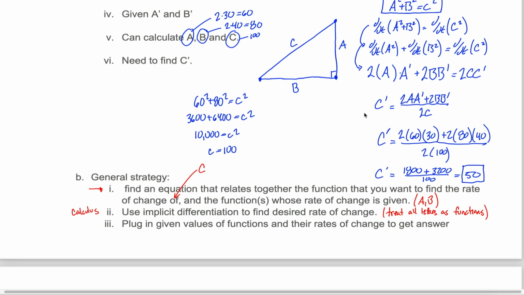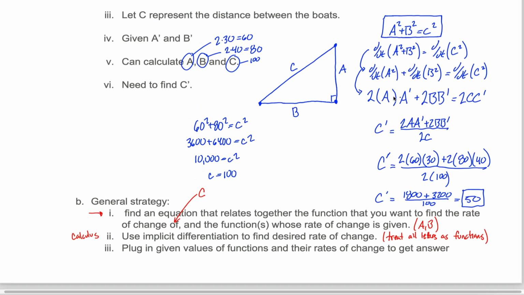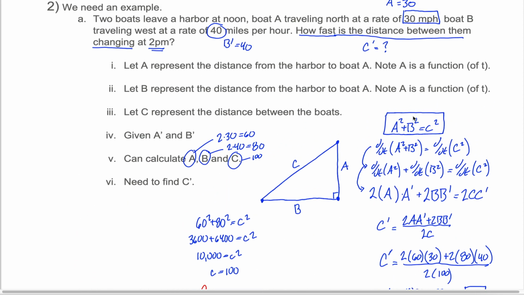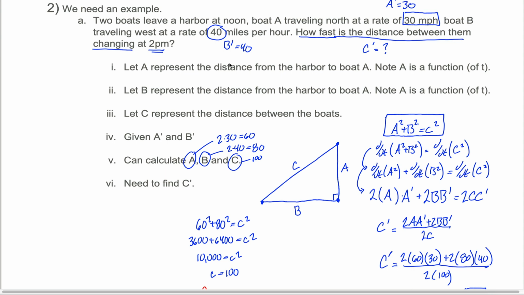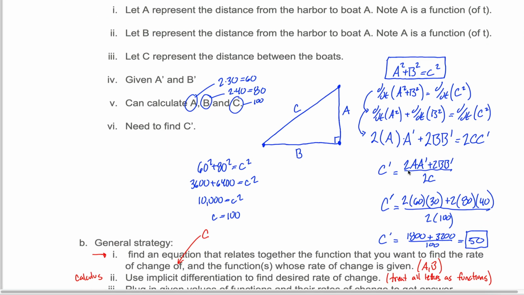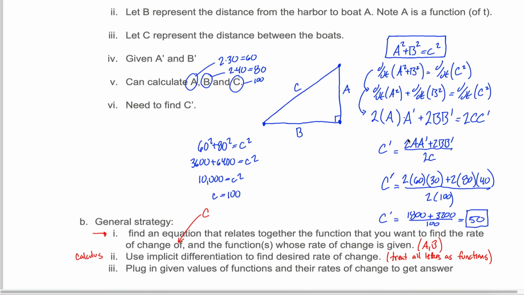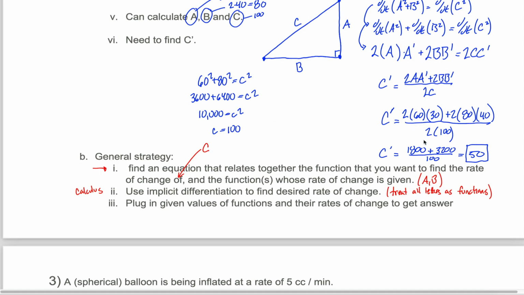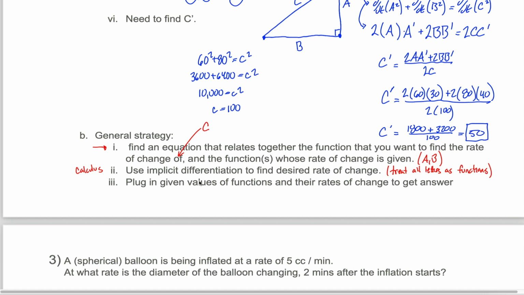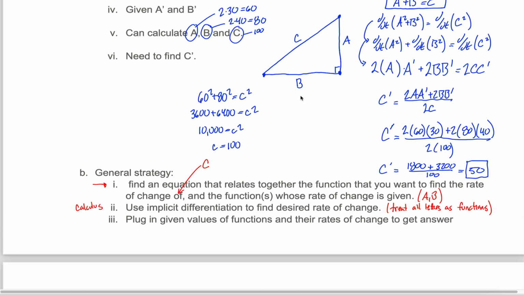At the end of step 2, you'll have some equation, and typically that equation will have some letters that represent functions and some letters with a prime on them that represent derivatives. What you'll have to do is go back to the problem and figure out which of those things were given explicitly in the problem, a prime and b prime in this example, and which of those things you need to calculate, a, b, and c in this example. Come up with all those different values, plug them into the equation, and that'll give you the answer you're looking for. That's the idea of related rates.